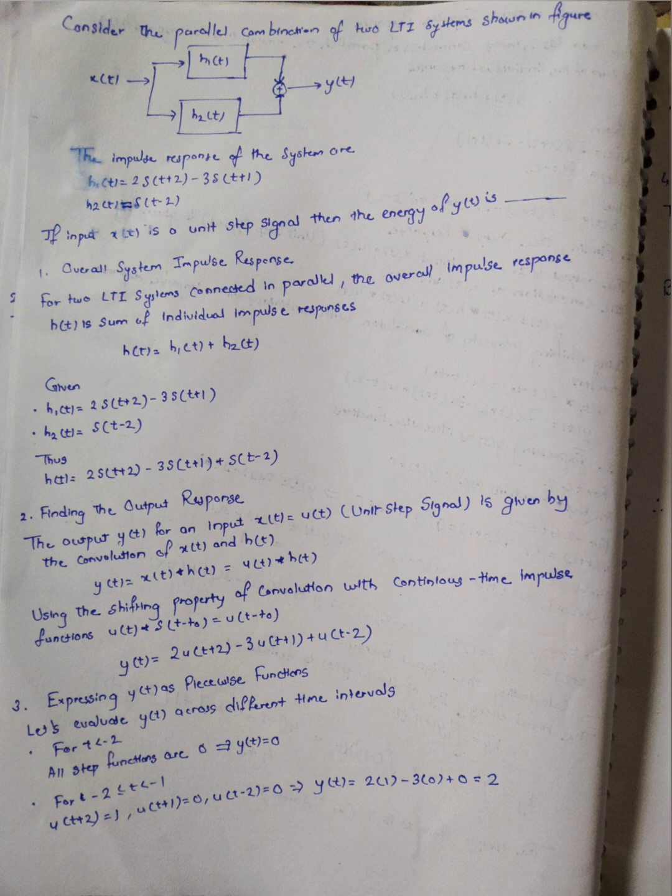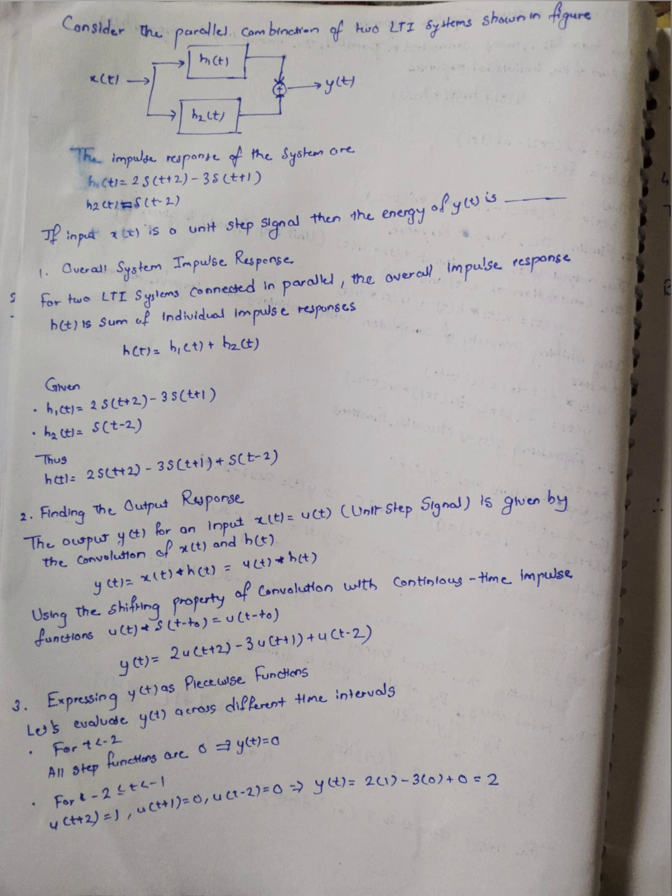For two LTI systems connected in parallel, the overall impulse response h(t) is the sum of the individual impulse responses. So by adding h1(t) plus h2(t), we get the overall impulse response. So h(t) is equal to 2δ(t+2) − 3δ(t+1) + δ(t−2). Next, finding the output response.